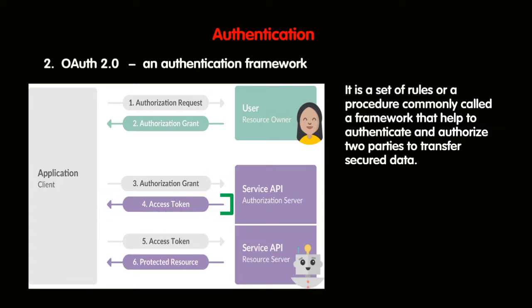Authorization is complete. 5. The application requests the resource from the resource server, API, and presents the access token for authentication. 6. If the access token is valid, the resource server, API, serves the resource to the application. Both these can be used together in transferring secure data.